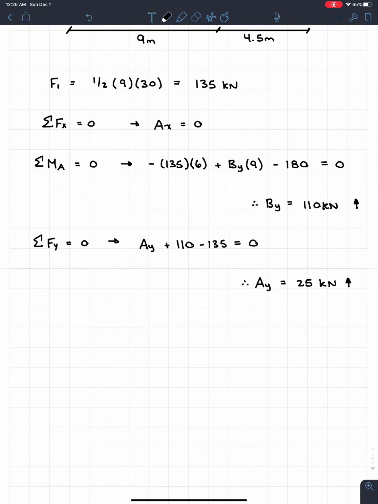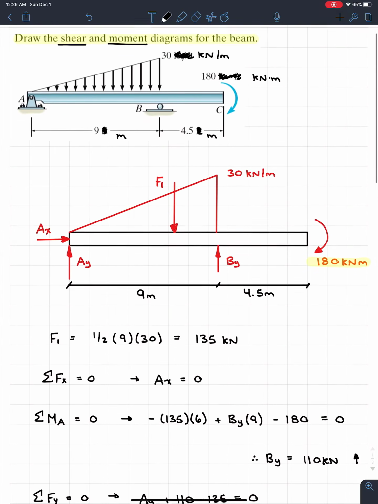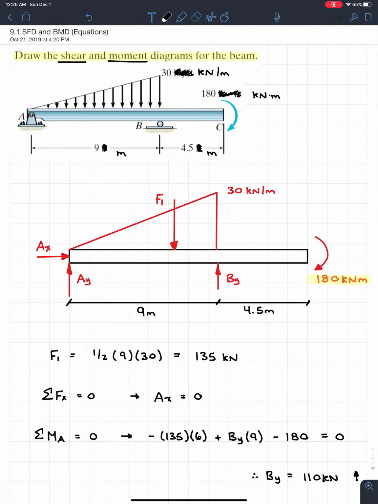So at this point, we know all of our support reactions. Now we can go in and try and find the shear and bending moment diagrams. I always get that mixed up. You guys have seen it in all the videos so far, and I'm pretty sure I'm going to mess up a couple more times today. But now we're going to get into the new stuff.